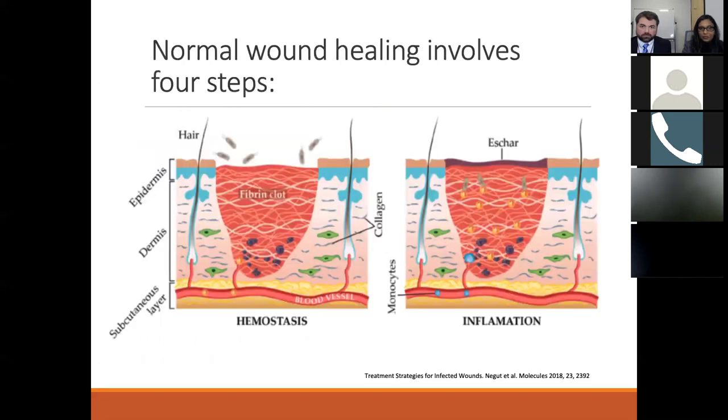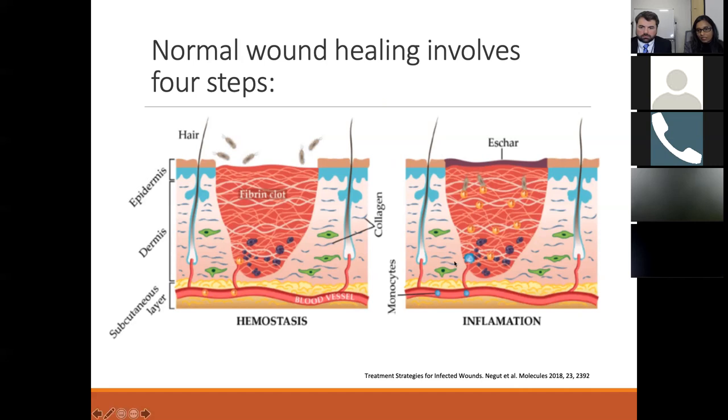Yeah. So we wanted to get into the four steps of wound healing. So first is hemostasis. So you have a wound, and now you have the fibrin clot, and you might have some bacteria landing, but you have the fibrin clot, you have good blood vessels that are supplying good blood to the area.